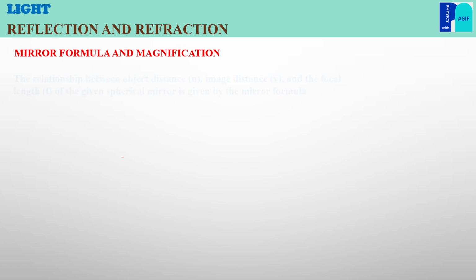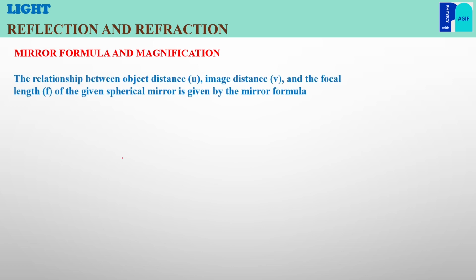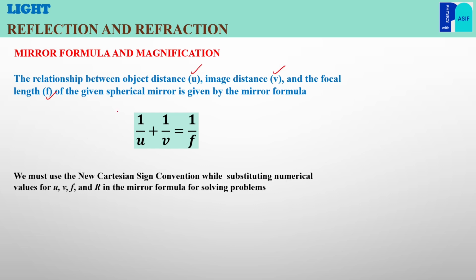Mirror formula and magnification. The mirror formula is a relationship between object distance, image distance and the focal length of the given spherical mirror, and it is given by 1/f = 1/u + 1/v. We must use the new Cartesian sign convention while substituting the numerical values for the object distance u, the image distance v, the focal length f and the radius of curvature r, while using the mirror formula in solving problems. That means these values are positive when you are measuring in the direction of the incident light, and negative when you are measuring them in the direction opposite to the incident light.